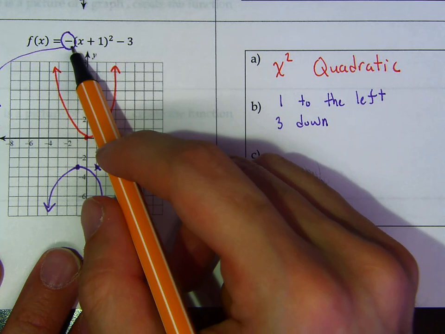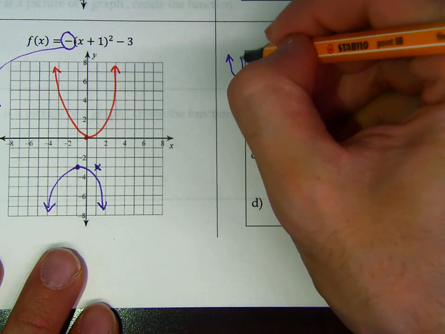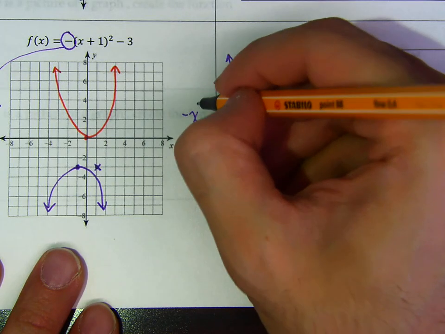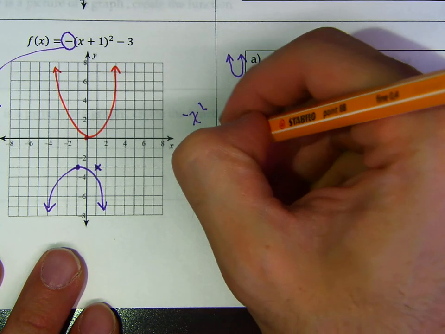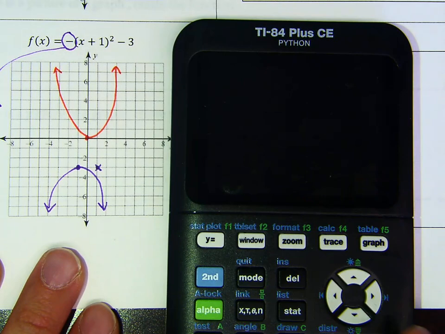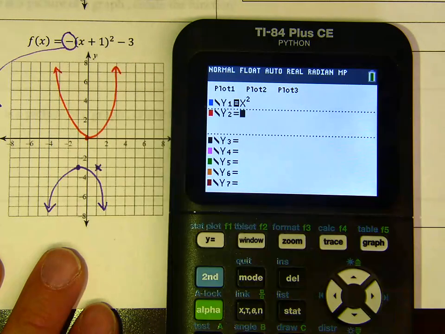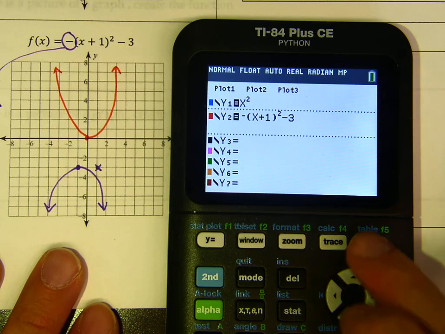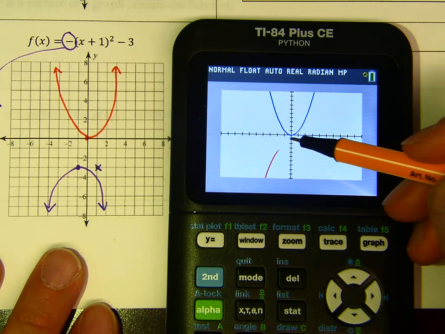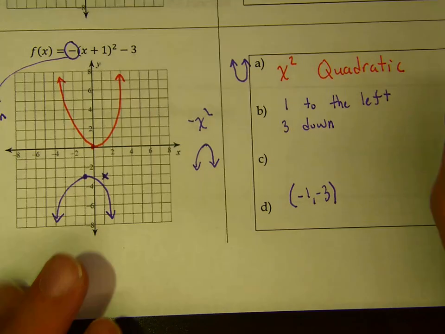Because there's a negative symbol here, you see, x squared will look like this. But what does negative x squared look like? It looks like that. So it's going to reflect. And remember, you can practice plugging it in. If x squared is my original, I could type in negative, parentheses, x plus 1, squared, minus 3. That's what it'll look like.